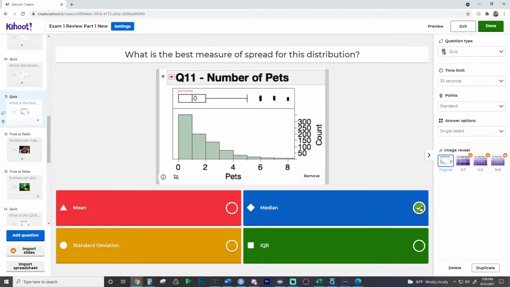So then if I change this, we could just change it right now. What is the best measure of spread for the distribution? We'll change it for next time we do it. Now the best measure of spread for the distribution is the IQR.